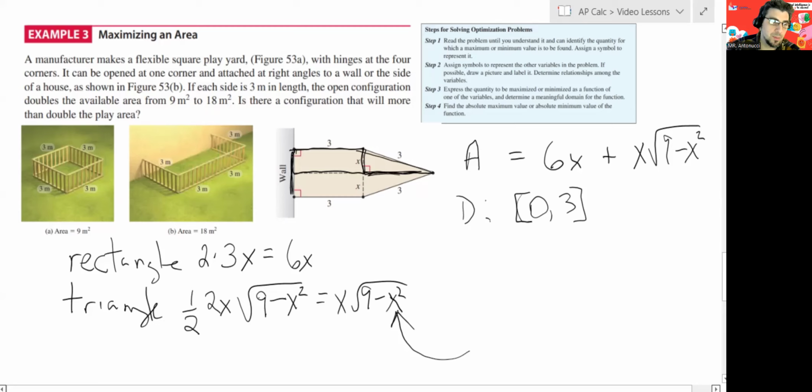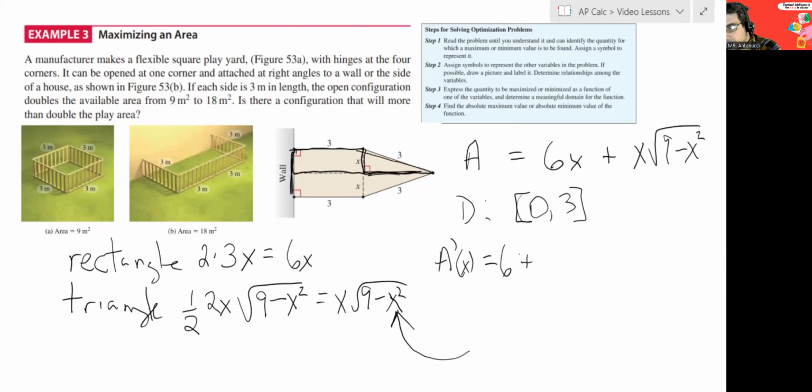Okay, so for the max area of the play yard, we've got to find the critical numbers of our function. So let's take the derivative. The derivative of 6x is just 6 plus. Now we've got to do the product rule. So the derivative of the first is x times the second. Derivative of the x is 1. So 9 minus x squared plus the first times the derivative of the second.